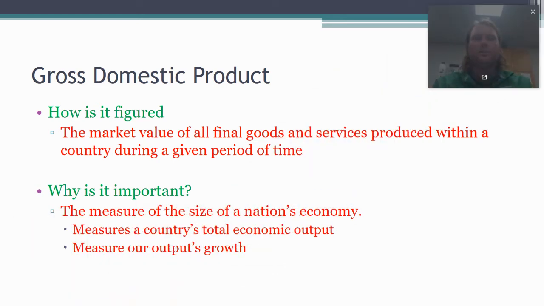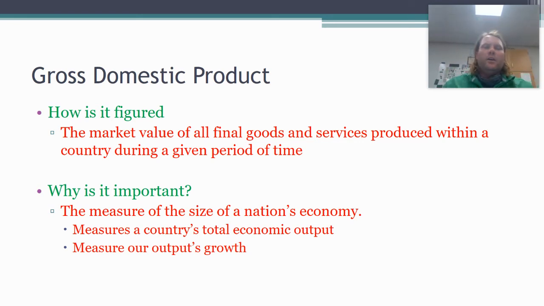Here's the book definition: market value of all final goods and services produced within a country during a given period of time. Pretty straightforward. We'll simplify and say simply the amount of stuff we produce during a given period of time. Now, notice it's how much we produce. It's not necessarily how much we can consume. And so sometimes we can overproduce and get somewhat of an inaccurate statistic in those types of situations.